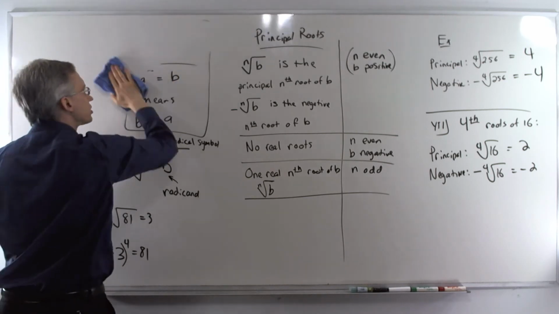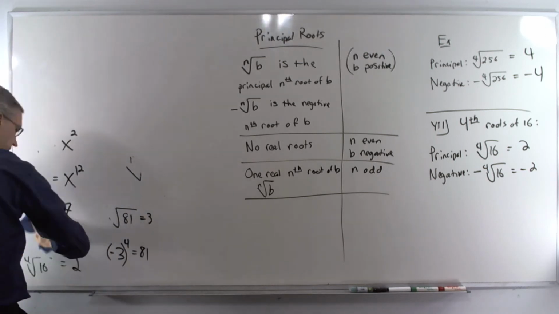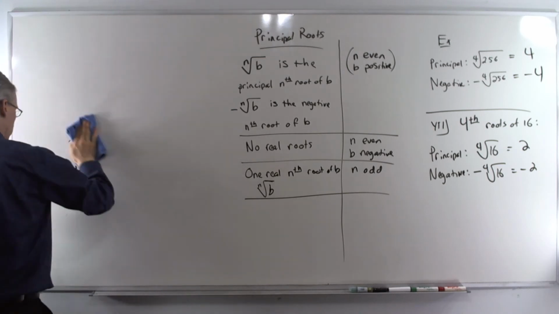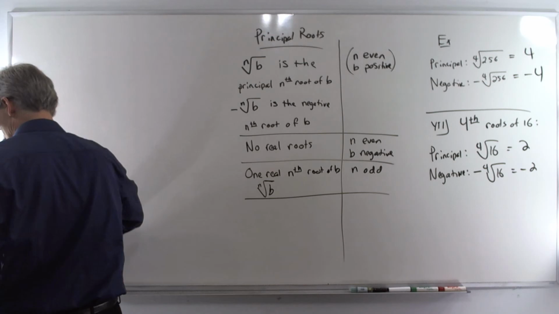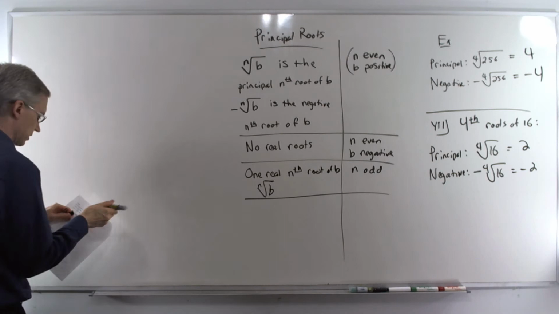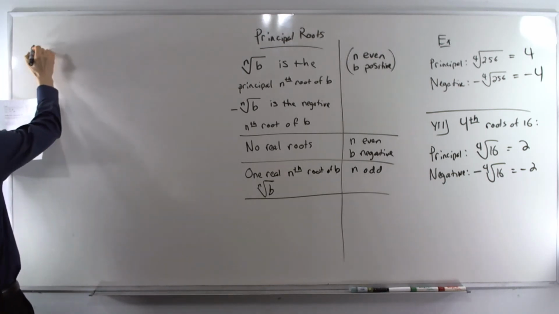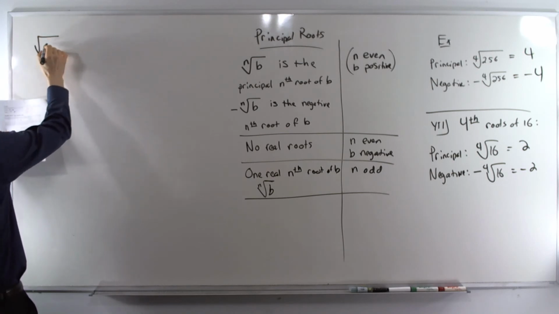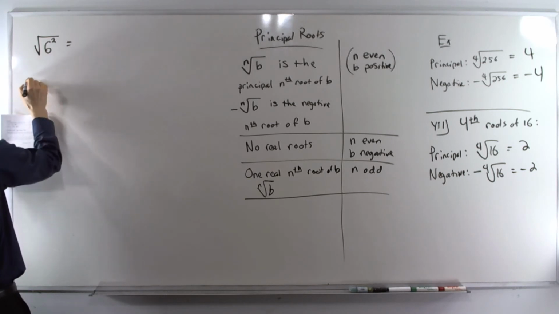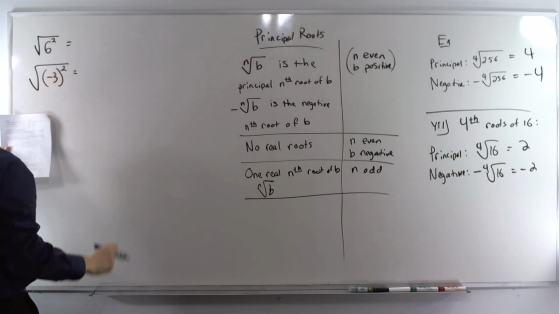Next up, we're going to see a situation where we have to include the absolute value when we evaluate a root. Go ahead and use your calculator to evaluate these two: the square root of 6 squared and the square root of negative 3 squared.